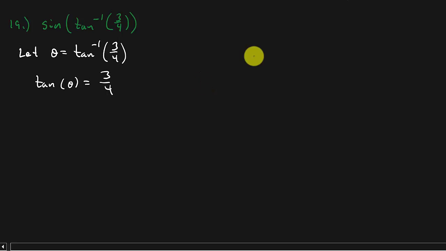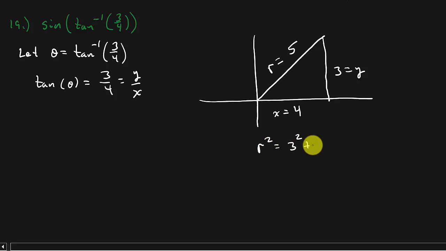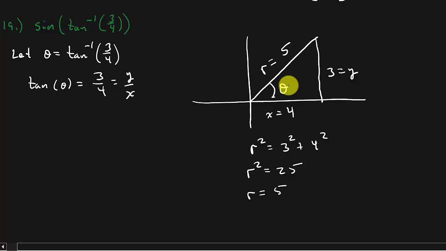So now let's solve it. We're going to plot this. We've got a triangle, don't we? Isn't tangent y over x? So there's x, there's y, and I can get r. That's just a 3, 4, 5 triangle, right? So we know that's 5. Go ahead and do it. r squared is 3 squared plus 4 squared. So r squared is 9 plus 16, which is 25. So r is 5. That's where it comes from. And this is my angle theta right here.